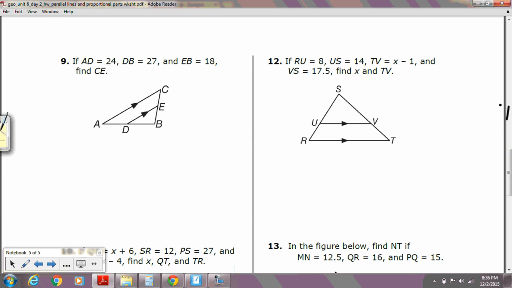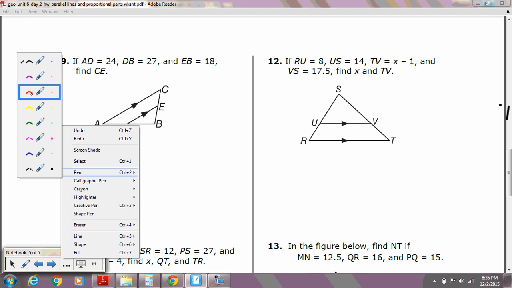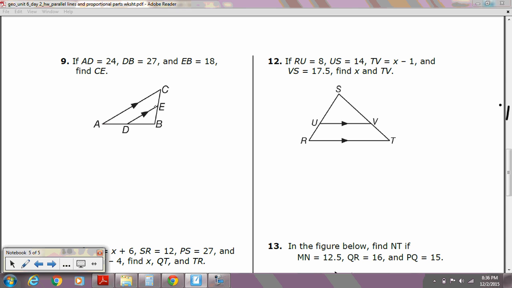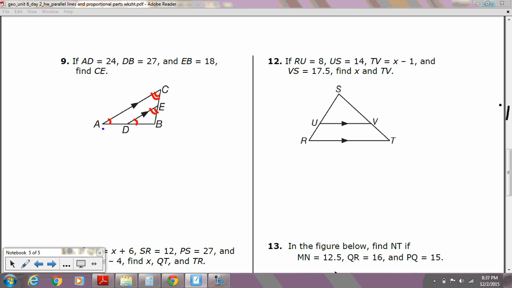Alrighty, number 9. The first thing I would do is label the angle relationships. So I know that AC is parallel with DE, so that means A corresponds to D, and C corresponds to E because they're corresponding pairs. And then it provides us with some sides, so let's label those on the picture as well. It says that AD is 24, DB is 27, EB is 18, and it wants us to find CE, so we'll call it x.